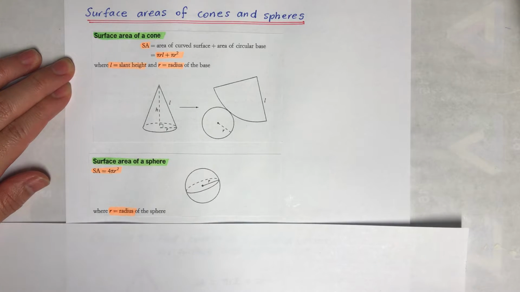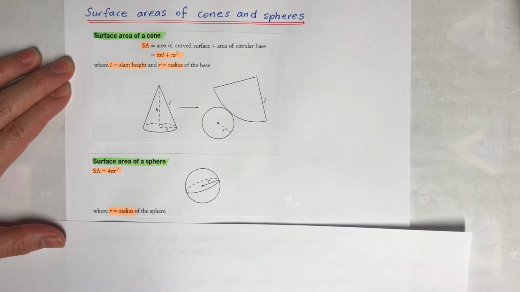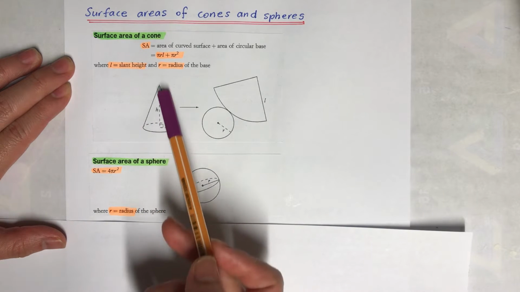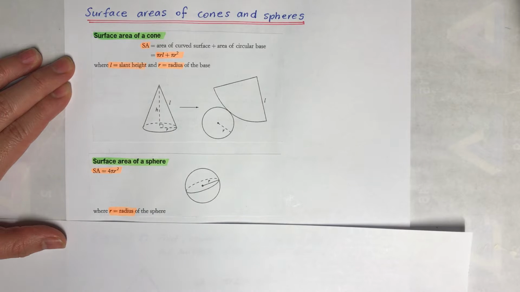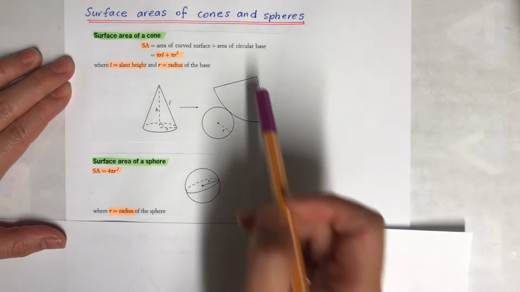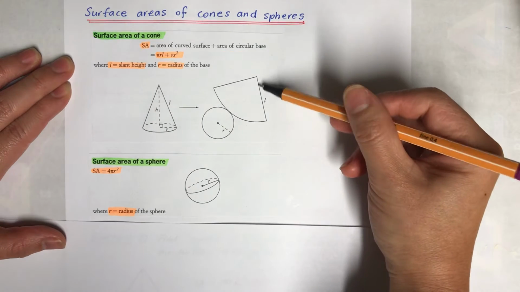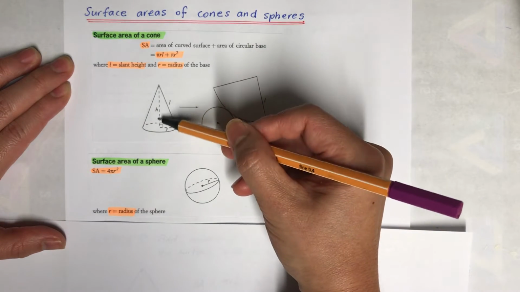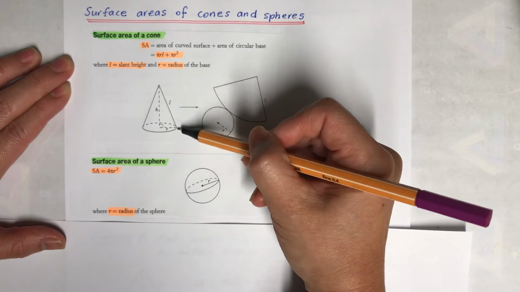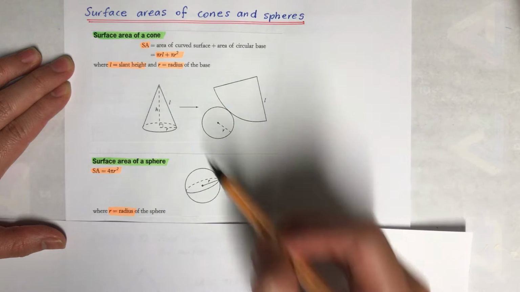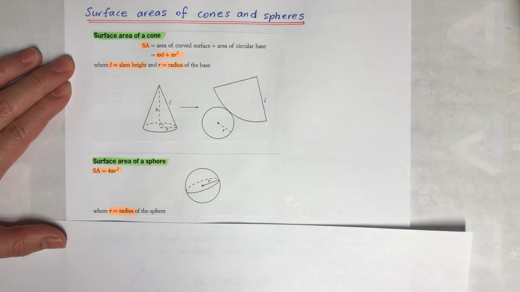Okay, surface areas of cones and spheres. Now these are the formulas you need to memorize. So for the surface area of a cone, as you can see, if we cut it, the middle section of the cone, you will get the base as a circle, and you will get this sector here. Now this part is L, the slant height. So if I cut with the scissors, cut it there, this is what will happen if I open it up. Okay, so R is radius.